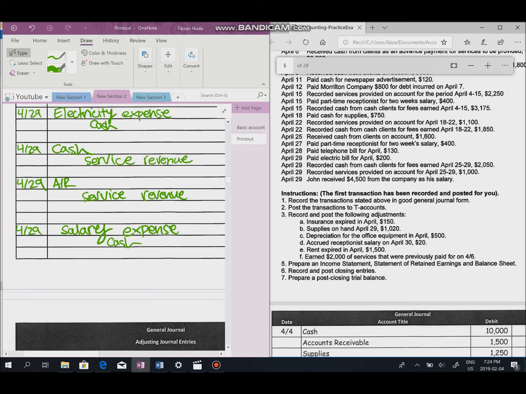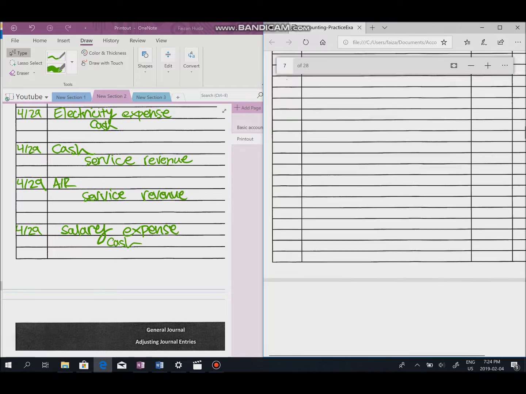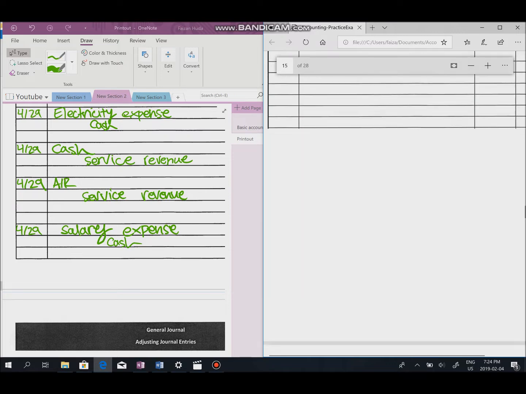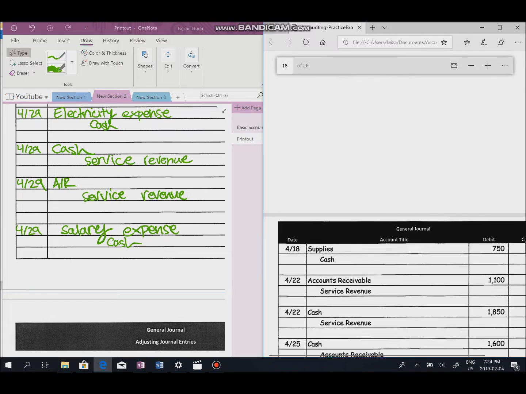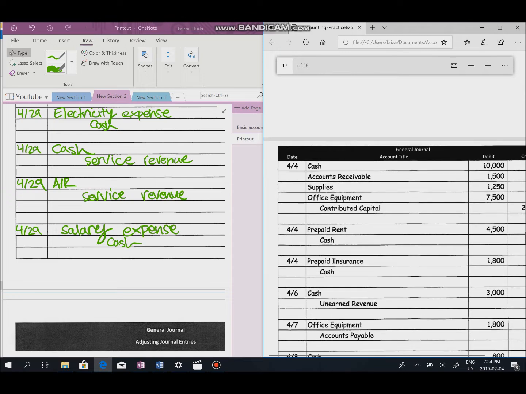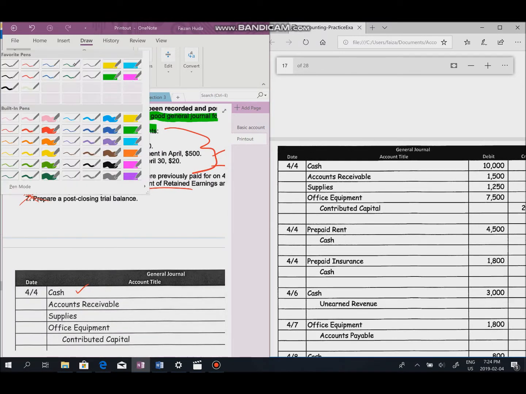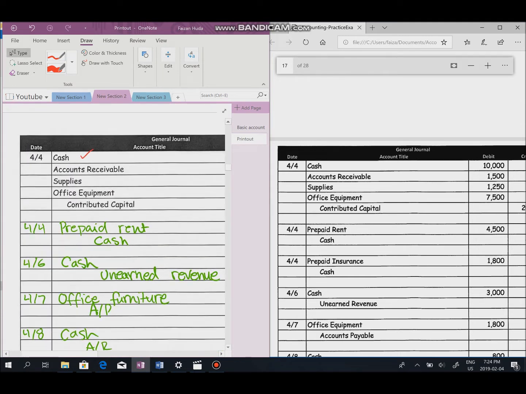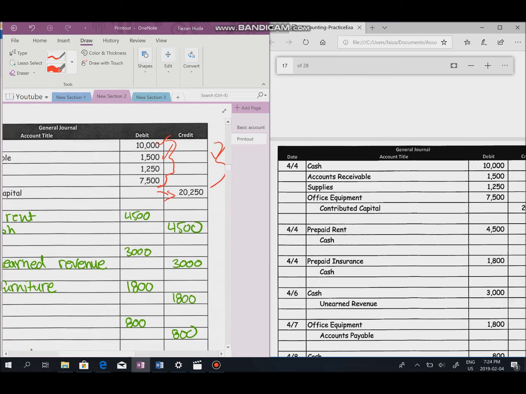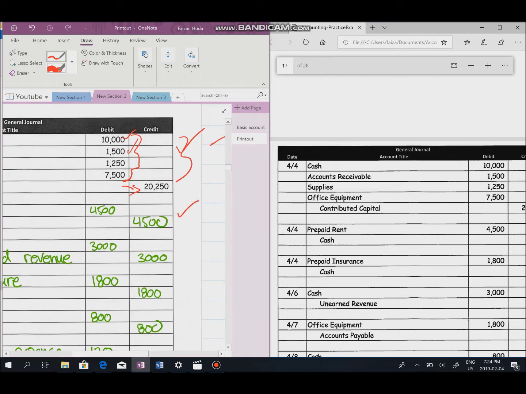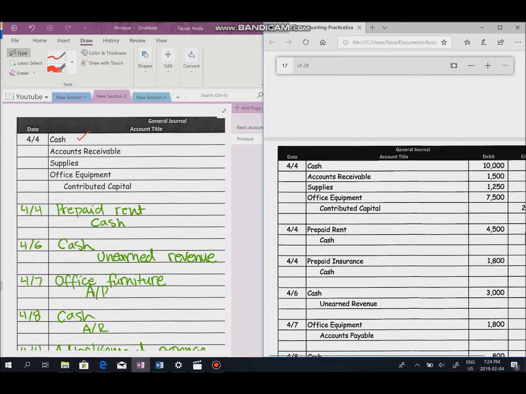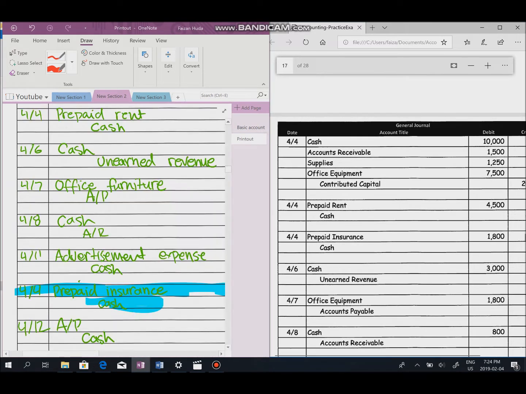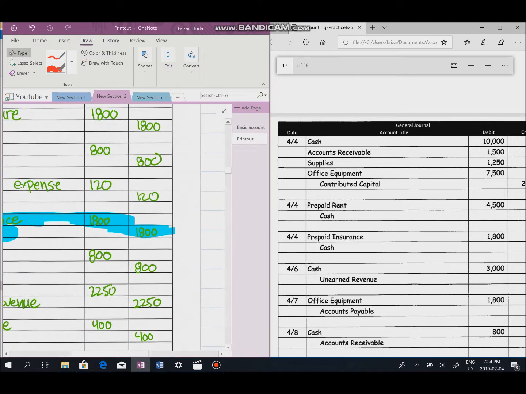Let's check if we made any mistakes before moving on to do anything else. I have the answers over here, by the way. I'm going to check if we made any mistakes so we can correct it. So I'm going to be using a red pen to check. For our first entry, we did prepaid rent $4,500, cash $4,500. We're right. Then, since I skipped this one, this prepaid insurance is over here. Prepaid insurance, cash 1,000, 8,000, 1,800.